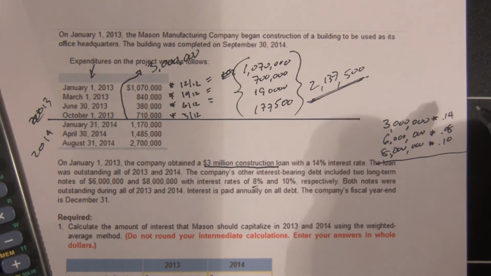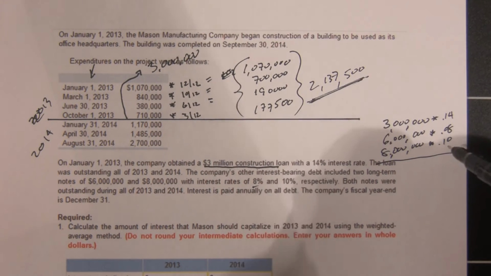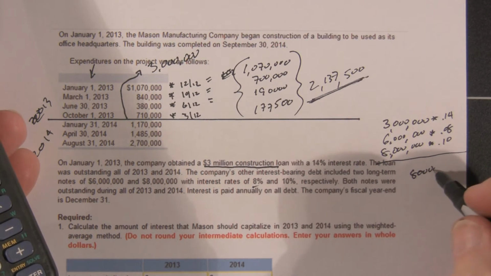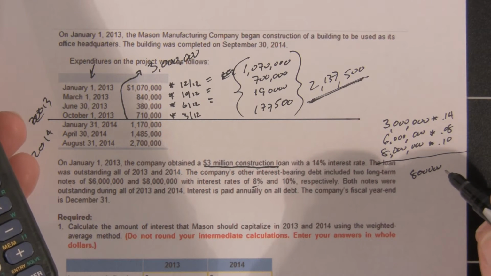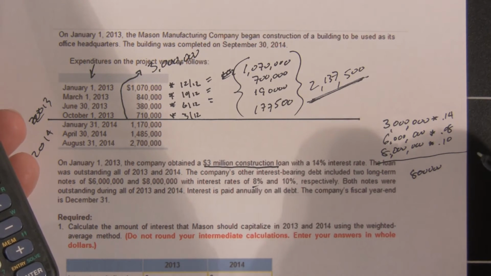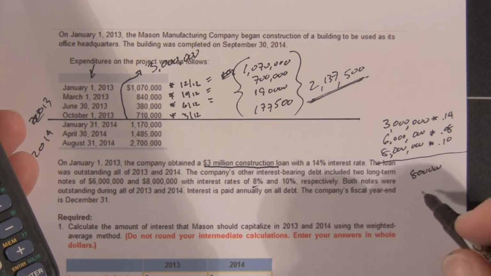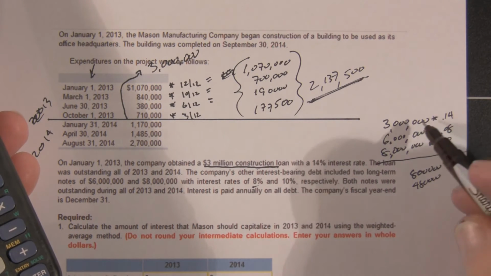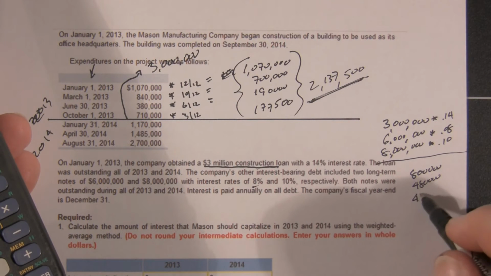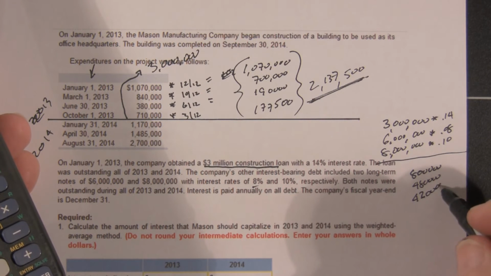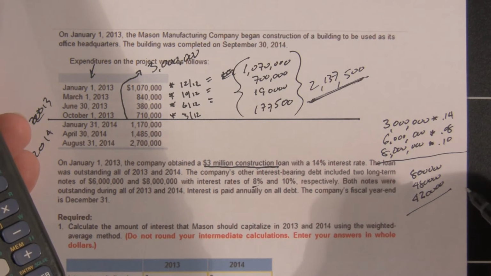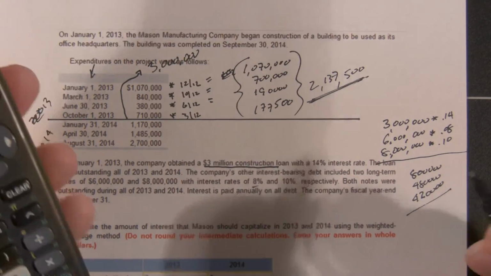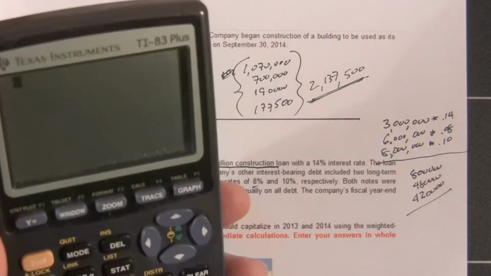So let's figure that out. 10% of 8 mil is 800,000. We're figuring out the interest that we paid. And 8% of this is 480,000. And 14% of this is 420,000. So that's the amount of interest we actually paid. So you add that all up, and that comes to 1 million, I think. Hold on. Let me check. We'll do it together.